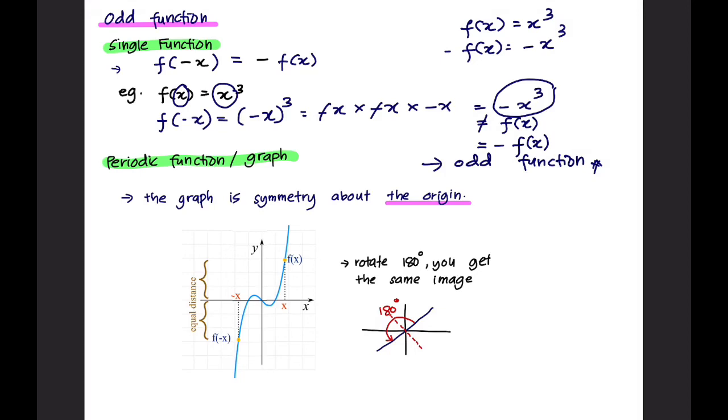Okay, for an odd graph, the graph is symmetric about the origin. For an odd graph, when you rotate 180 degrees, you will get the same image. Try to rotate this graph 180 degrees. I rotate it at the origin. When you rotate this one 180 degrees, you will get this one. So this is an odd graph.